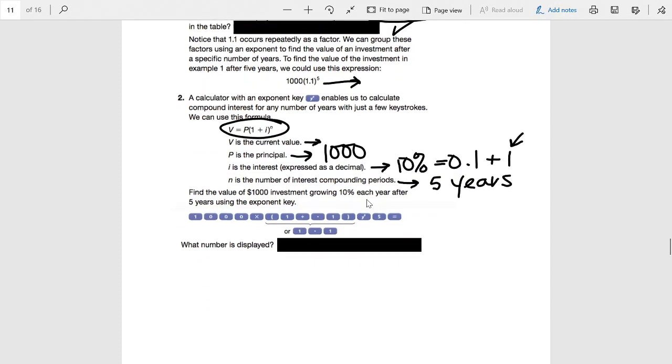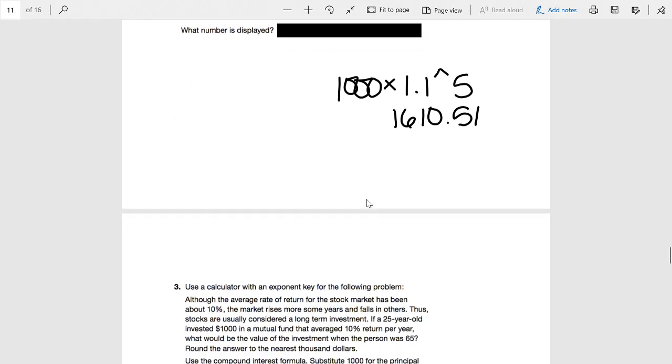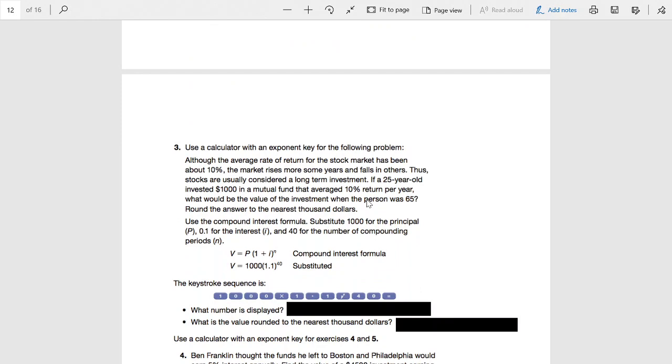So we would actually plug this into our calculator by saying, and most of these numbers are pretty normal, 1,000 times 1.1, and then we use a little caret when we're in a calculator. So caret to the 5th power. Carets show what our exponent is. And so we would plug that in and we would end up with this $1,610.51.